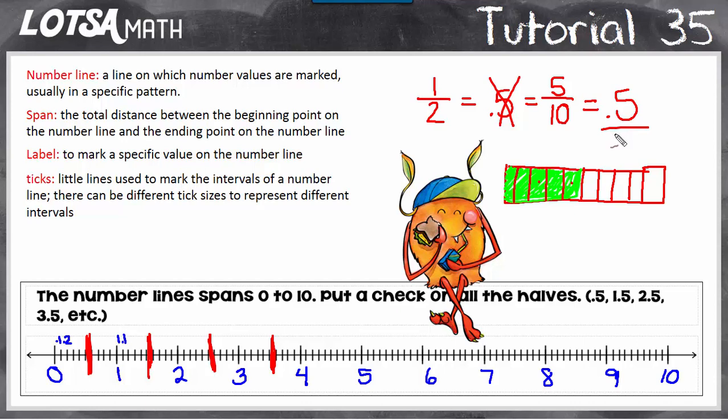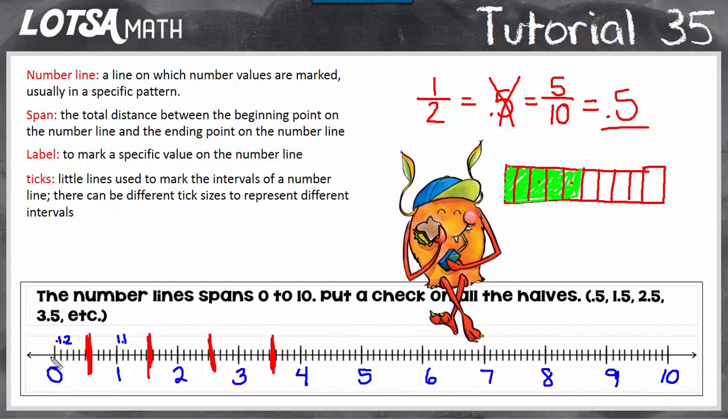We have to go through that extra step because remember, decimals can only be in tenths or hundredths or powers of 10. So anywhere you see 5/10 is going to be the halfway point between the next whole number.